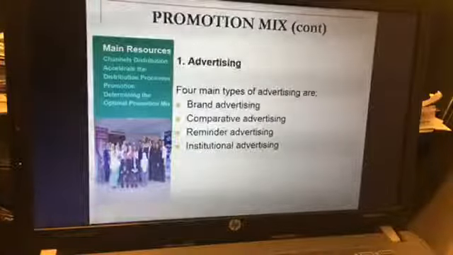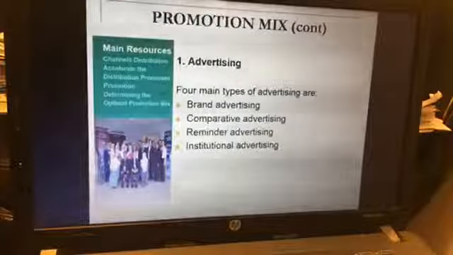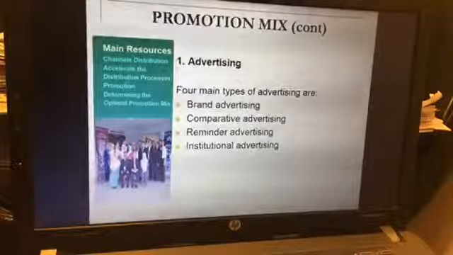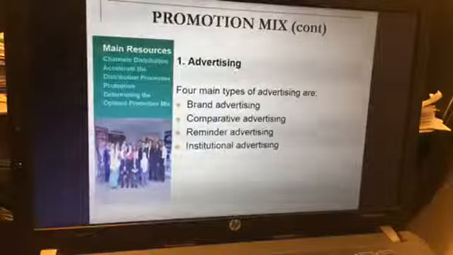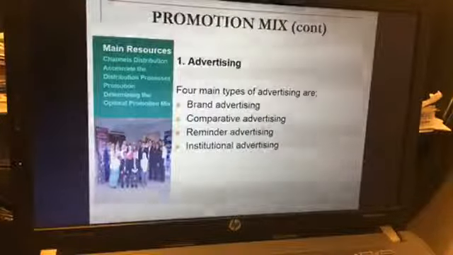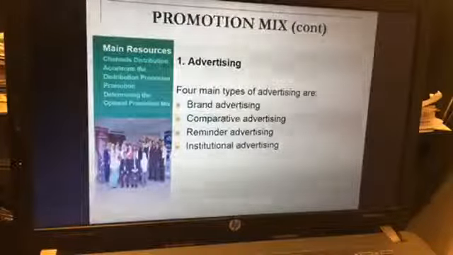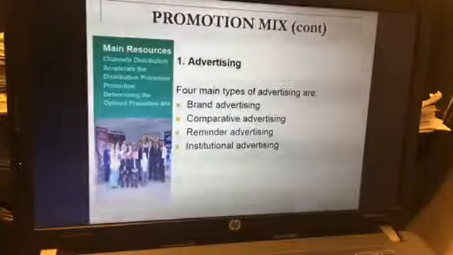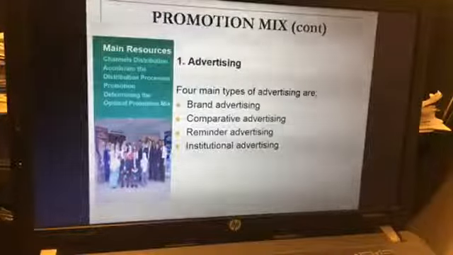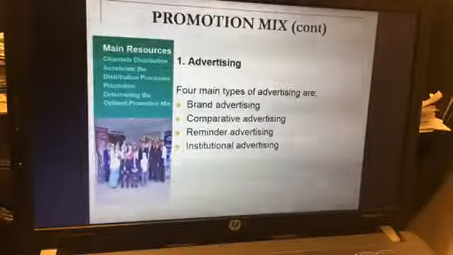Comparative advertising is where you are comparing with another product from a different company. This is not commonly done in Malaysia, but it is done in the UK and also in the US. They try to compare between different products. For example, Coca-Cola would compare Coca-Cola and Pepsi: what would be the advantages of Coca-Cola compared to Pepsi in terms of pricing, packaging, taste, and so on.